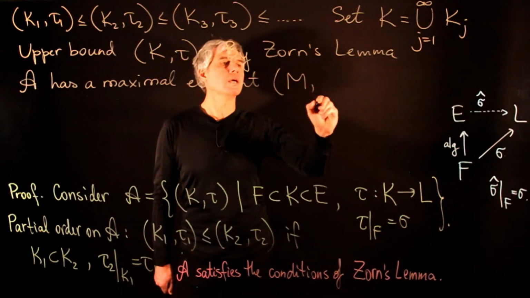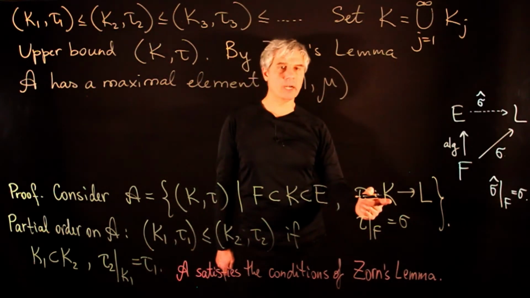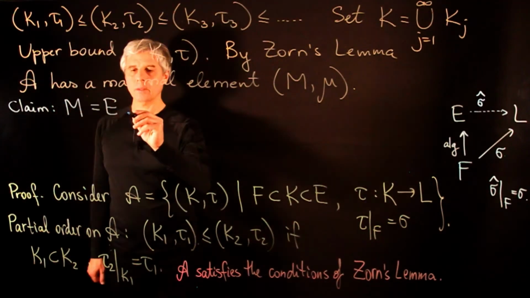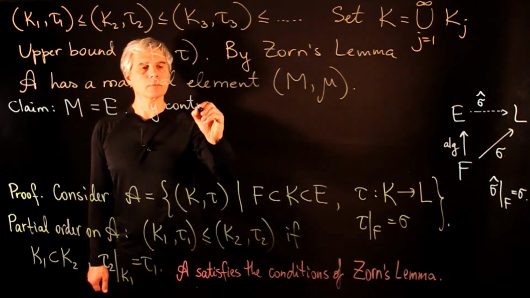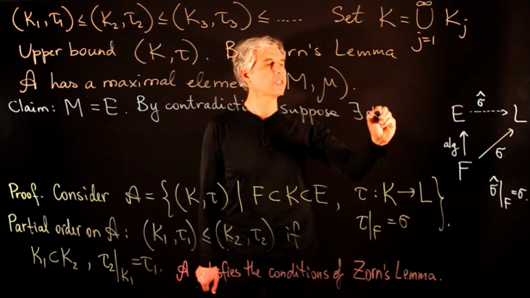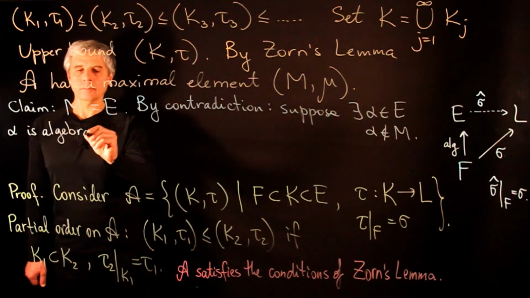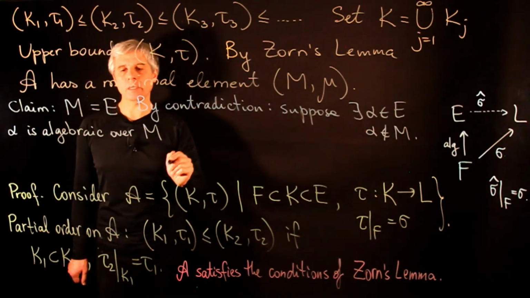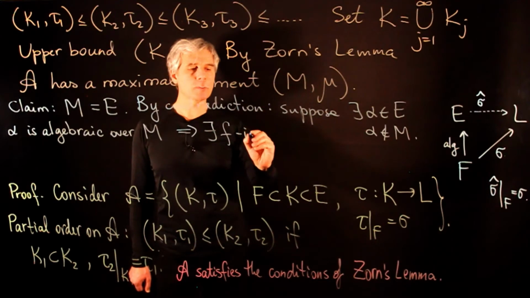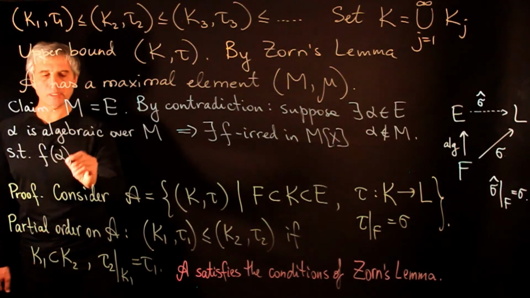This will be a pair M and mu, where M is a field between F and E, and mu is an embedding of M into L. We claim that M, in fact, must be equal to E. We prove this by contradiction. Suppose we have alpha in E, which does not belong to M. We have that alpha is algebraic over M. Since it's algebraic over the smaller field F, this tells us that there exists an irreducible polynomial f in M of x such that f of alpha is equal to 0.